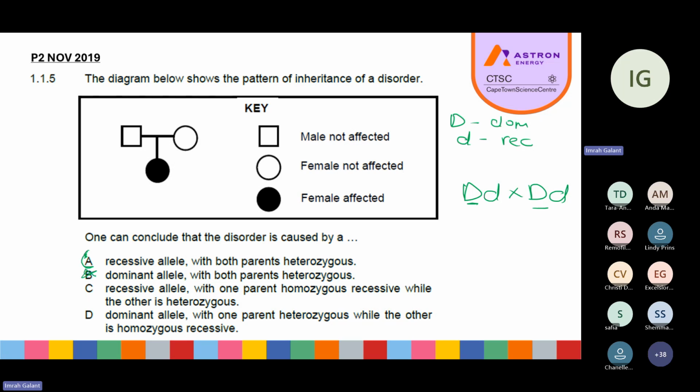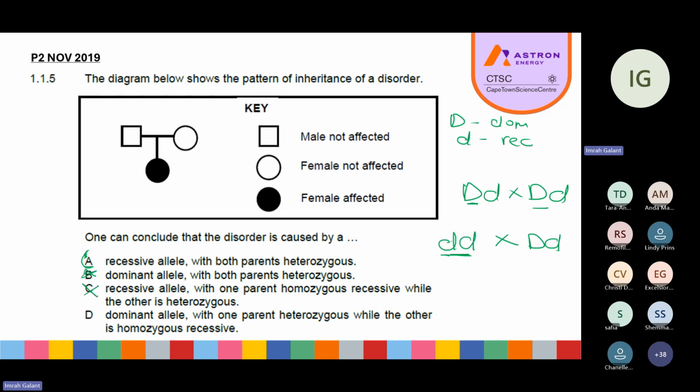Okay, let's look at C. So this disorder is caused by the recessive allele with one parent homozygous recessive, meaning this is the one parent's genotype, while the other parent is heterozygous. Again, if we look at C, it's caused by the recessive allele, meaning one parent had to have been affected. If we look at the diagram, neither parent is affected, therefore the answer can't be C.